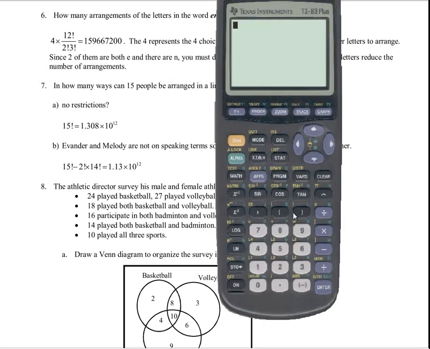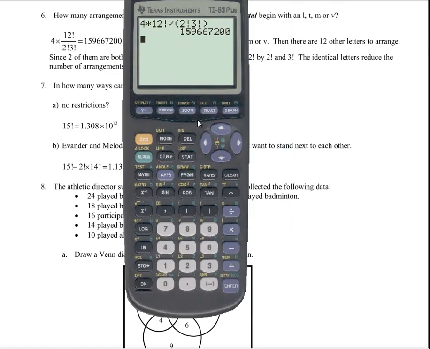And so this is what the calculation should look like. 4 times 12 factorial, divided by, and on the bottom we would have 2 factorial times 3 factorial. I don't need to type in the multiplication. And so that, let's see now, 159,667,200 is the number of possible ways those could be arranged.